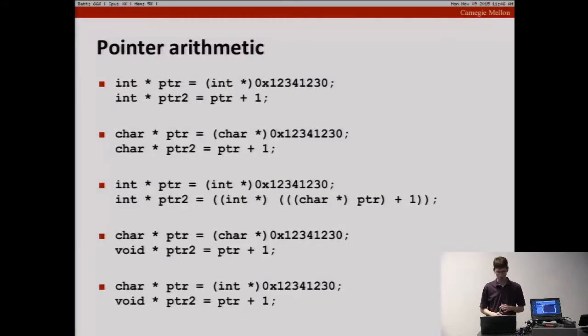So here are some examples of pointer arithmetic that we can go through. We just have this dummy address that everything's starting at, 1234, 1230. If that's an int pointer, and then we add 1 to it, what's the address that we get back? What's pointer 2?